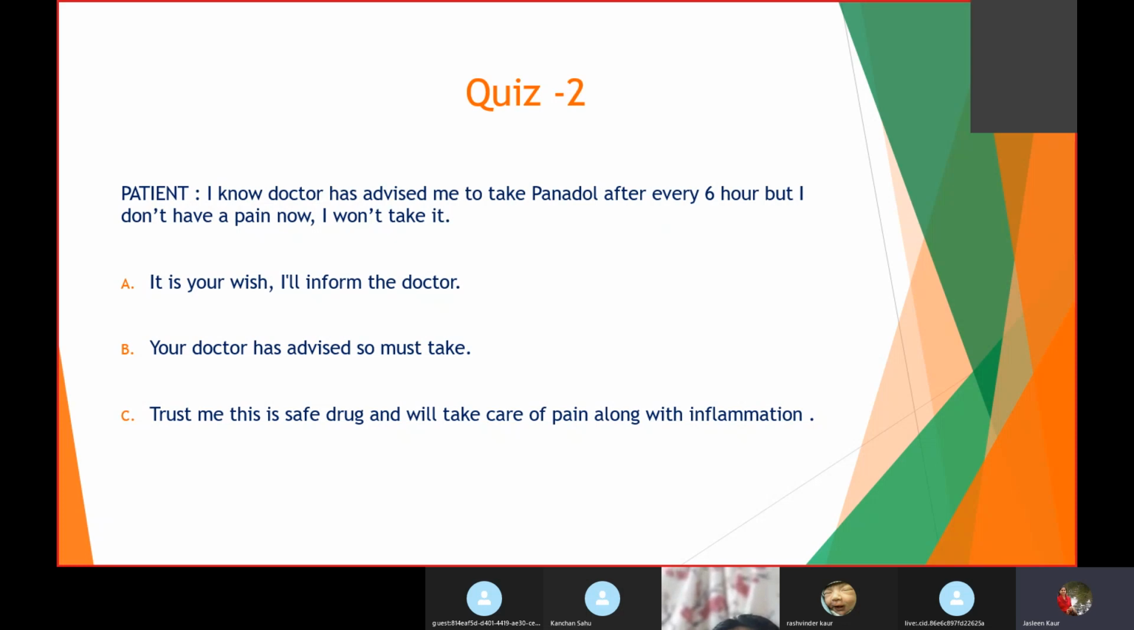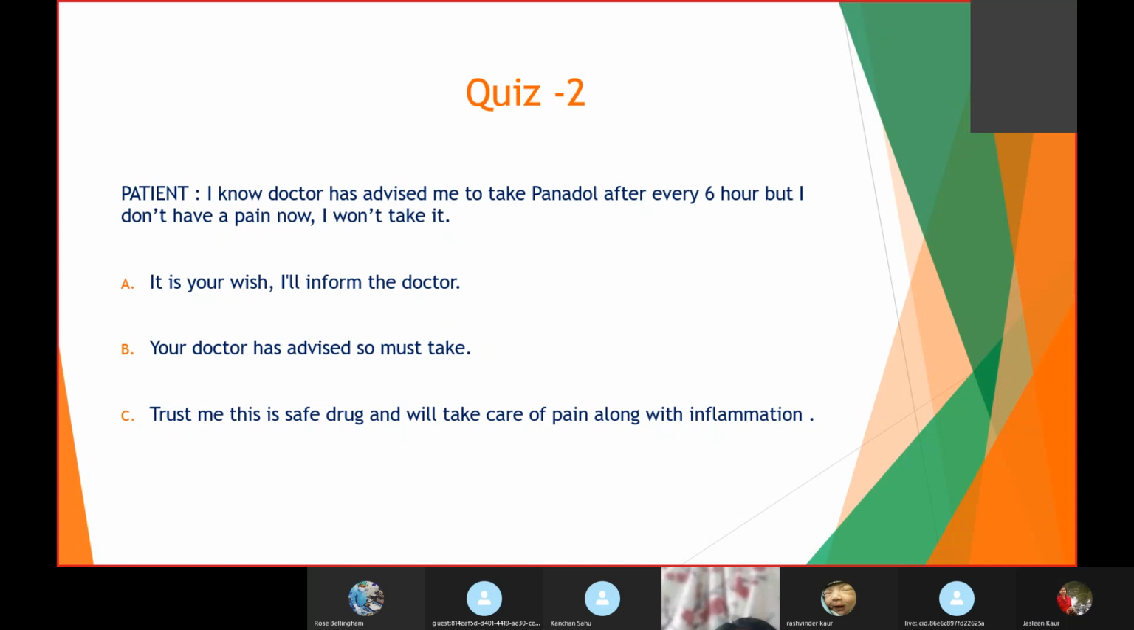Number one, it is your wish. I will inform the doctor. No, I don't think we ever say it like that. Okay, look at the second option. Your doctor has advised, so you must take it. Yeah, this is something common. We say, no, your doctor has told me to give you this, so you must take it.